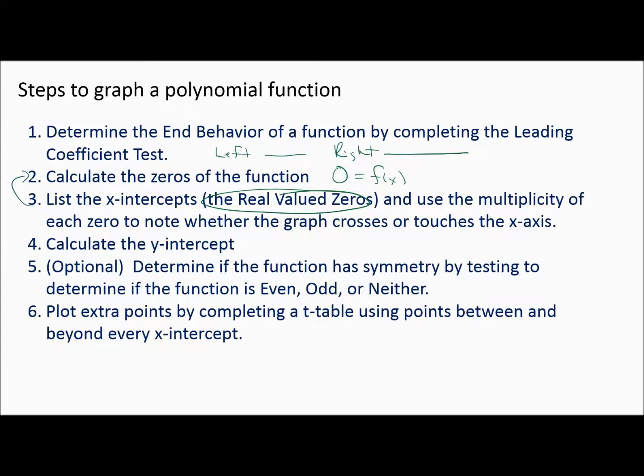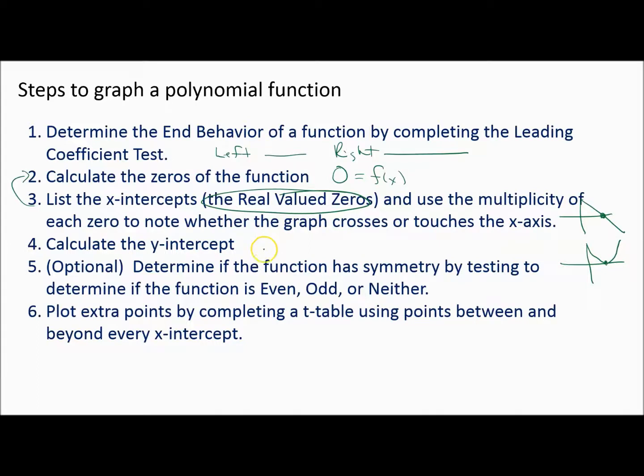And then use the multiplicity. Multiplicity is how many times the 0 shows up. If it has an odd multiplicity, the graph crosses over the x-axis at that 0. If it has even multiplicity, the graph just touches the x-axis and goes back the other way.